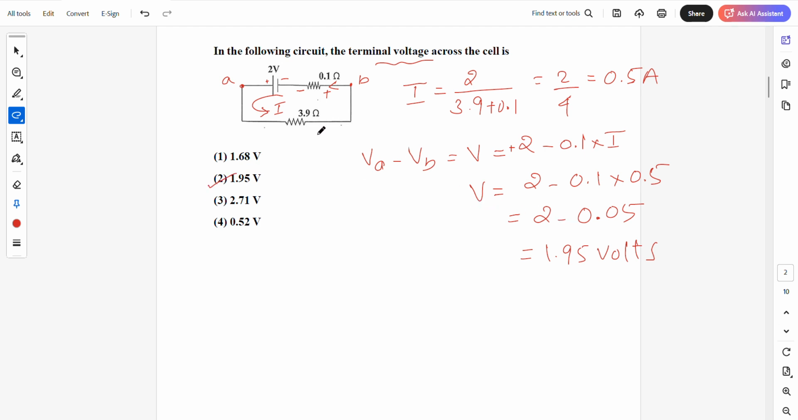First, what you have to calculate? Current I, and then you can calculate the terminal potential difference across the cell, which is 1.95. Hope you understood this. We'll move to the next problem.